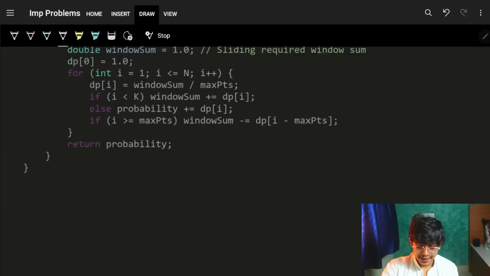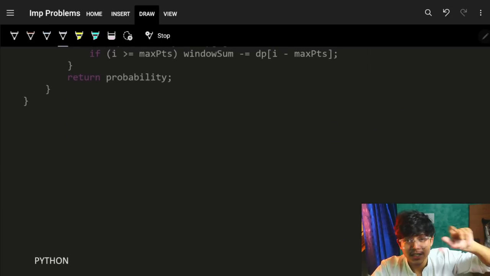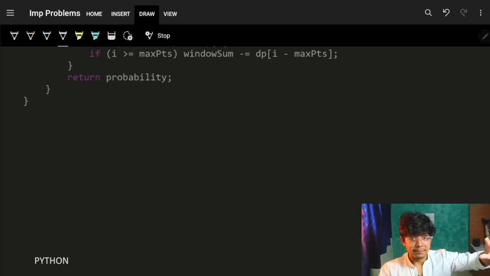And code in C++, Java and Python is down below for your reference. I hope that you guys got it. It was an amazing question of math, probability, sliding window, DP.